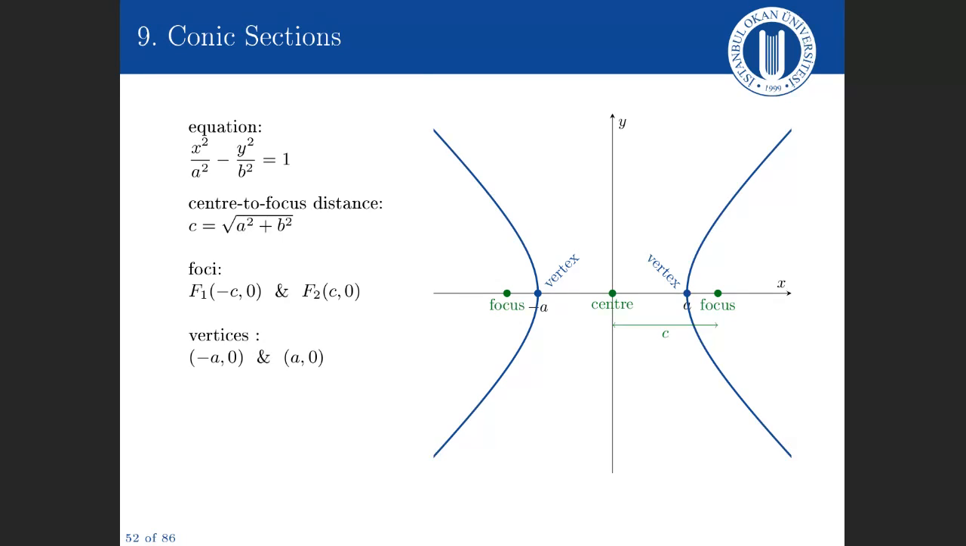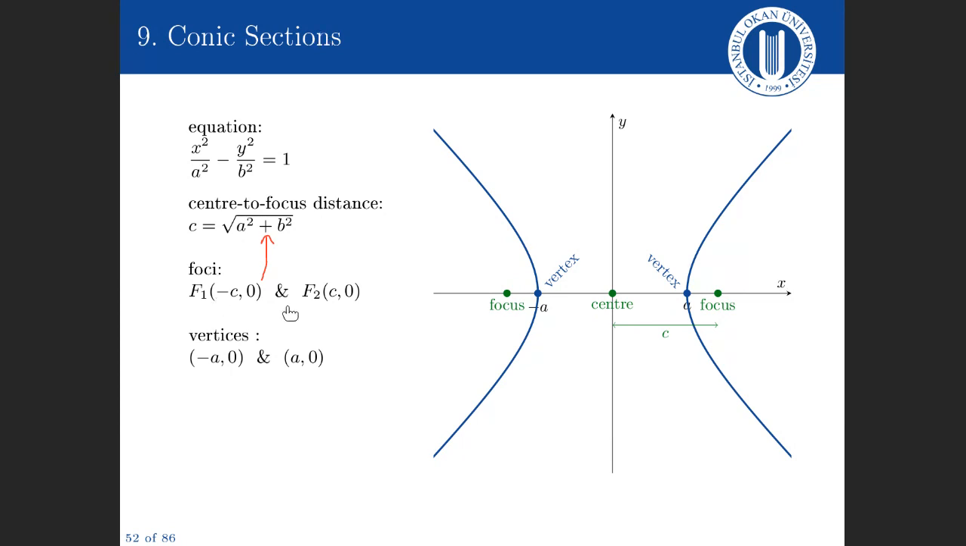So let's recap. This hyperbola I was talking about, x squared over a squared minus y squared over b squared is equal to 1. For an ellipse, a needed to be bigger than b. For a hyperbola, it doesn't matter which number is bigger. The center to focus distance, c, is the square root of a squared plus b squared. For an ellipse, we had a minus sign just here, and that was why we always had to have a bigger than b. For a hyperbola, because we have a plus here, it doesn't matter which of these numbers is bigger. And then the rest is the same.